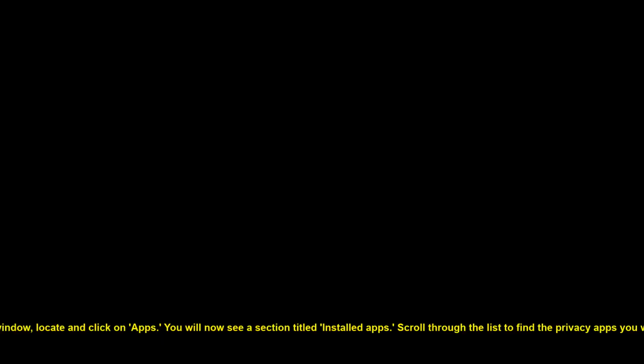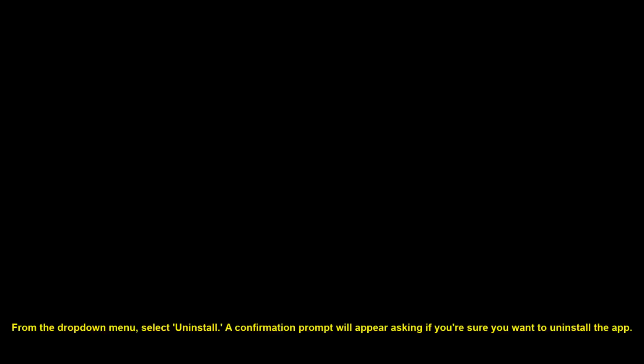You will now see a section titled Installed Apps. Scroll through the list. If you know the name of the app you want to remove, you can use the search bar at the top. Once you've found the app, click on the three vertical dots next to it. From the drop-down menu, select Uninstall.